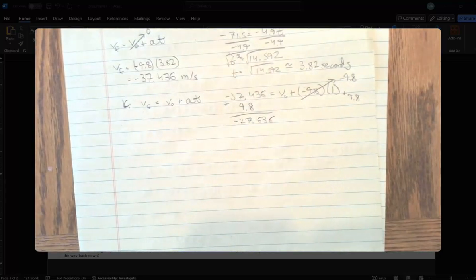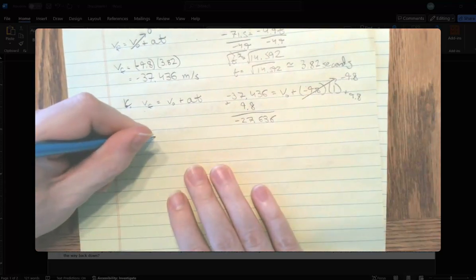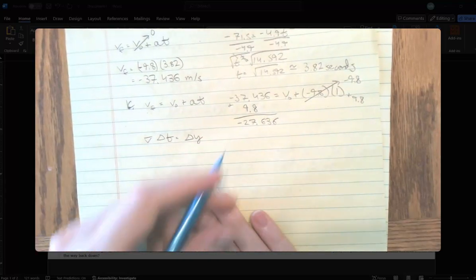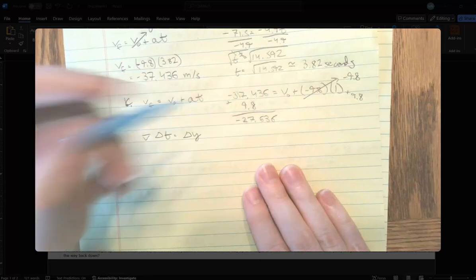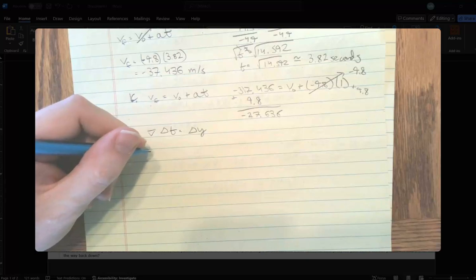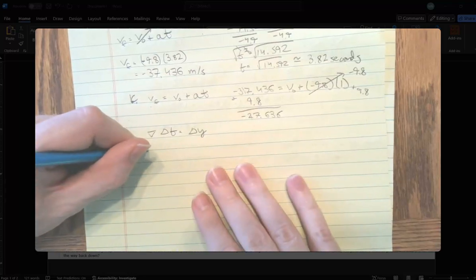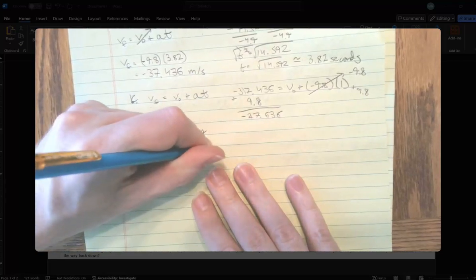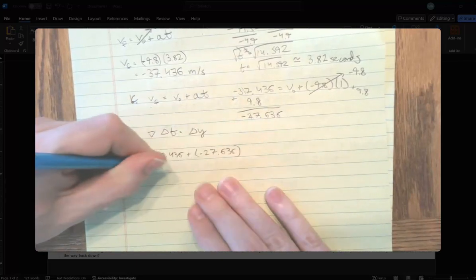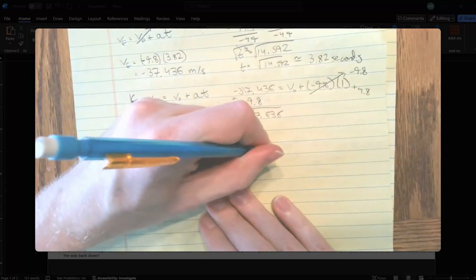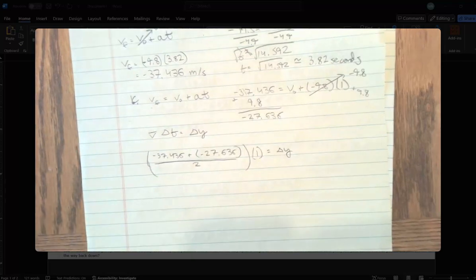All right, so then to find my displacement, again, I can just take my average velocity times the time, and that's going to equal my displacement. All right, so my average velocity, again, is going to be the sum of my two velocities divided by 2. So we have negative 37.436 plus a negative 27.636 over 2 times 1 equals my displacement here.